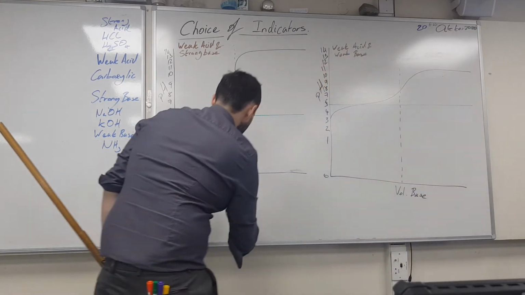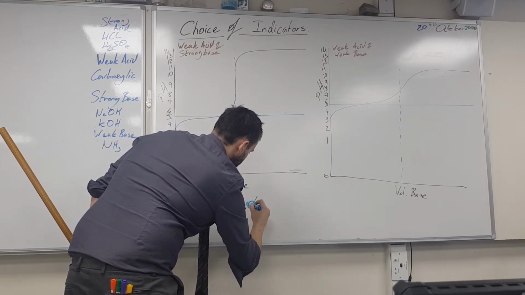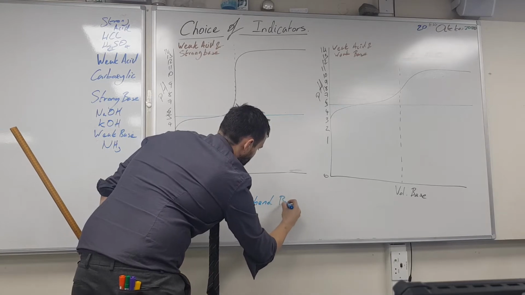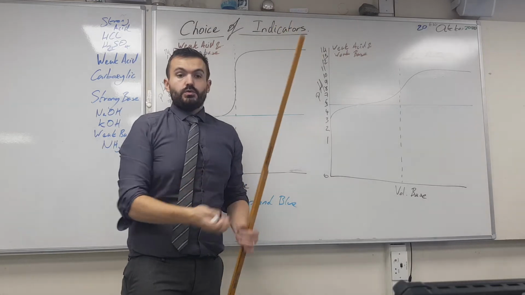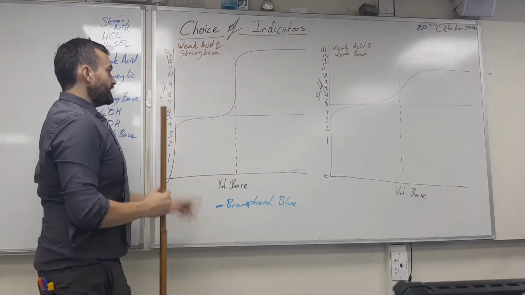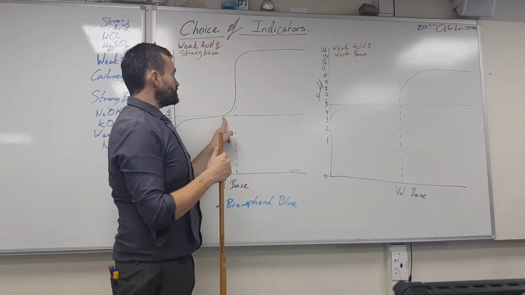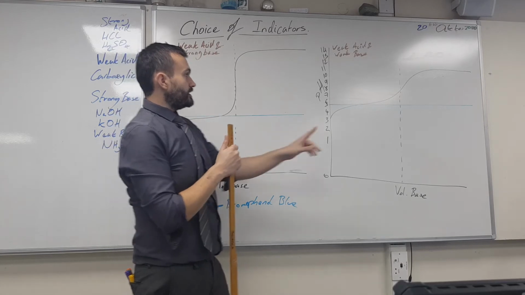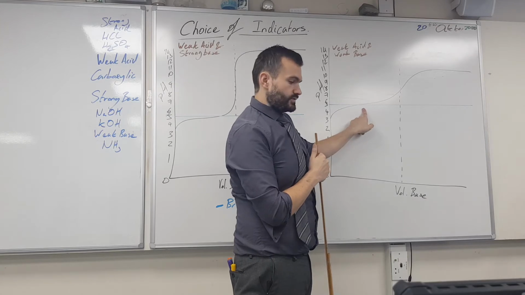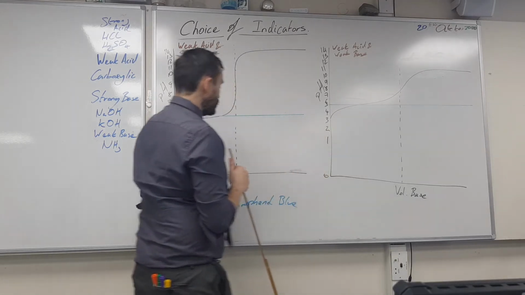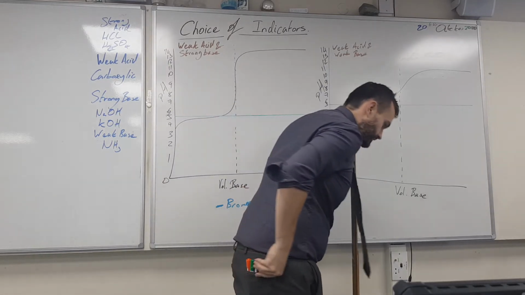So I've got blue for bromophenol. All I've done is draw a line of where that bromophenol blue would change colour. It would change colour at this point here. This is not the equivalence point, so this would not work for this reaction. This here is not at the equivalence point either, so this would not work either. So bromophenol blue is not appropriate for either of these titrations.